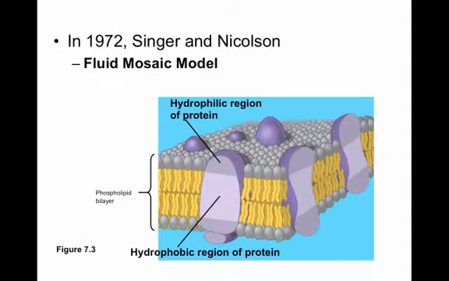The model that is currently accepted is the fluid mosaic model, where we have our phospholipid bilayer, just as we did in the other model, but this time we have the proteins embedded in the membrane, which was not the case in the other model, and they do interact with the phospholipids.